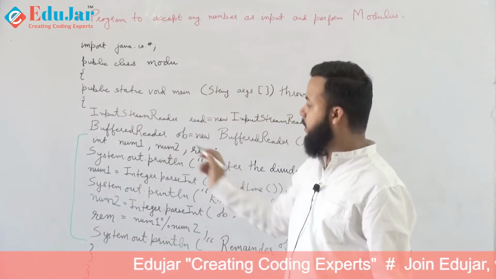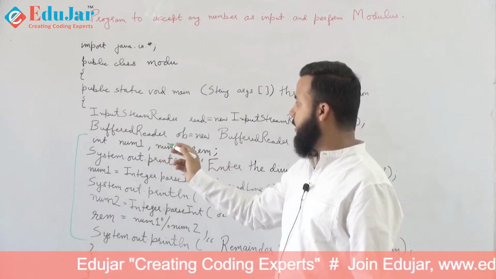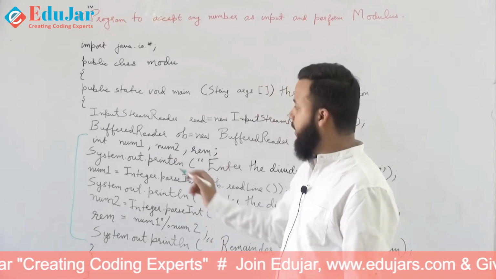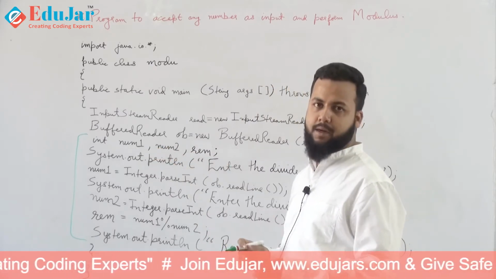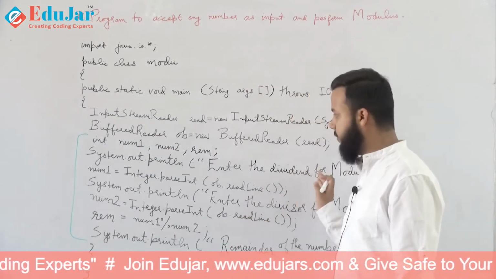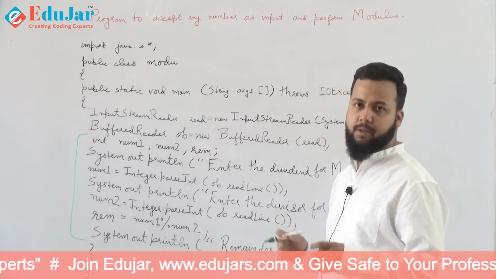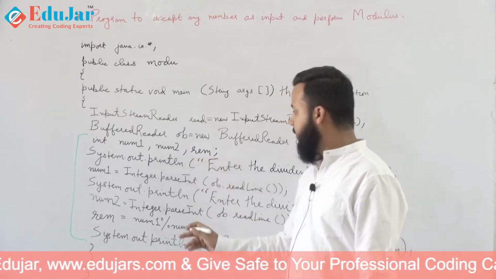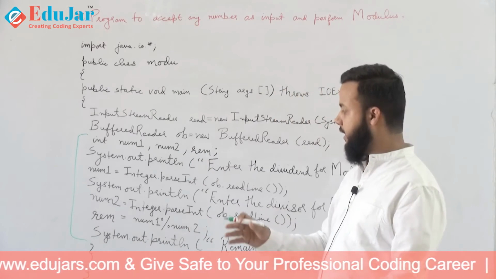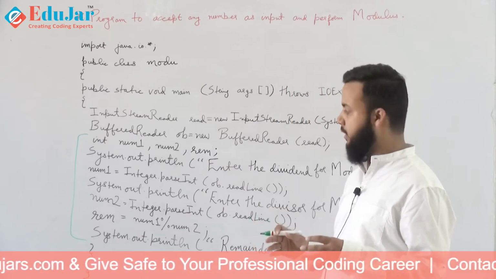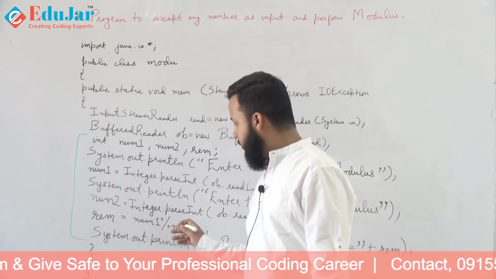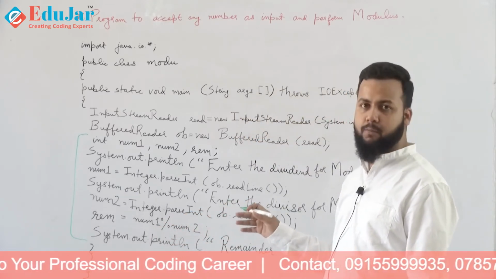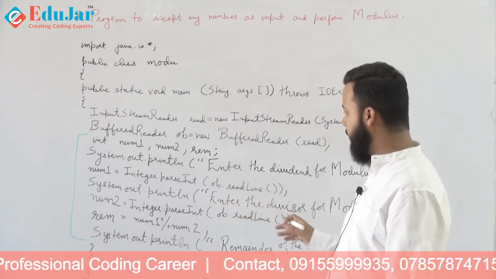You can see I have initialized three integer variables, num1, num2 and rem. In num1 we will accept the dividend for the modulus division. In num2 we will accept the divisor for the modulus division, and in rem we will store the remainder value that will come as the result when we do modulus division. We will do modulus division of num1 and num2.